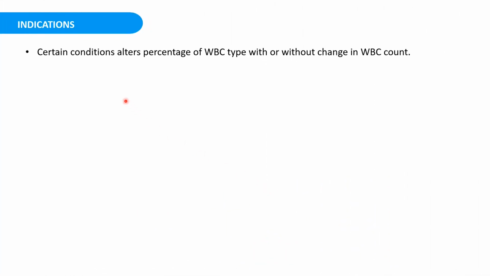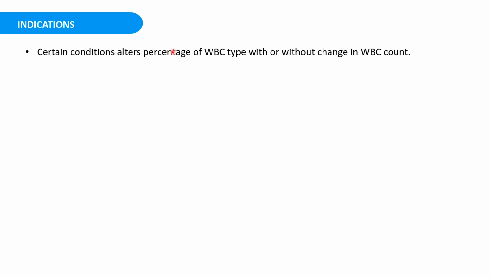So what are the indications of differential leukocyte count? What do you mean by indications? Indication means the conditions where the differential leukocyte count is to be prescribed to a patient. So what are the medical conditions? Any medical condition where you want to find out whether the WBC percentage can be altered. As I said, in cases of infection or infestations, not only the count but the percentage may also be altered. So with or without change in the WBC count, if the percentage of WBC is altered, then in that condition DLC is to be prescribed.